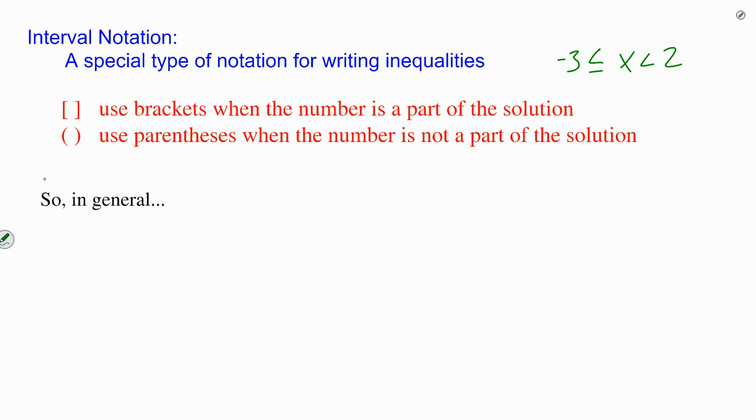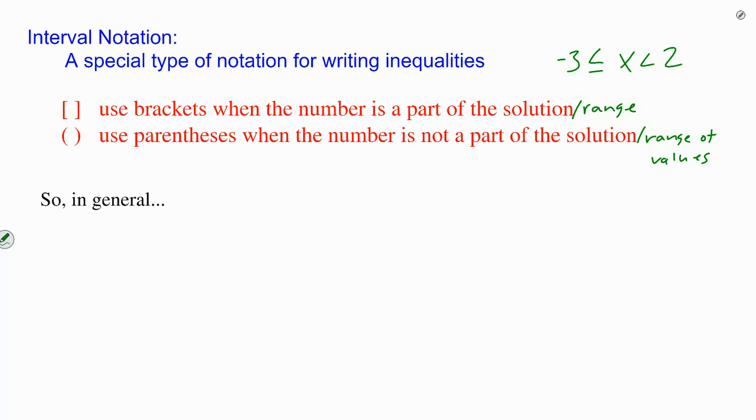And by solution, we could also call this the range. If we're talking about a particular range of numbers, a solution, a domain or range, it could be part of that group of numbers. So if it's included as part of that group, we use a bracket. We use parentheses when the number is not part of the solution or the range of values. So if it's not included, for example, this 2 would not be included in this set, we would use a parenthesis. And this -3 is included because we have this equal to, so that means we would use the bracket.